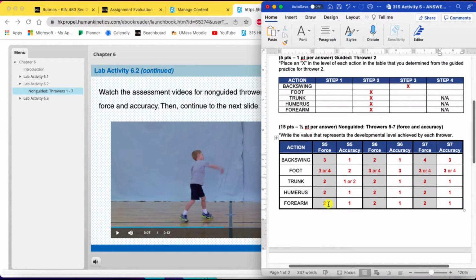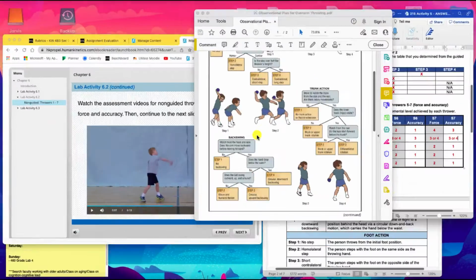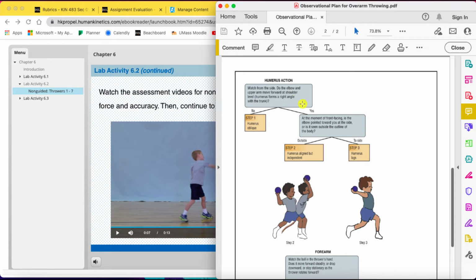Humerus and forearm action are a little bit more difficult to distinguish, so I'll go into these examples in depth, and then for the other ones I'll graze across them because it'll be pretty much the same concept that we're repeating. I think the important part for these two is understanding that front facing is kind of your key moment in the throw. So if we go back to our observational plan and we go to humerus action, the first thing you want to look at is, does the humerus form any type of right angle with the trunk? If yes, then that's where you look at the front facing.